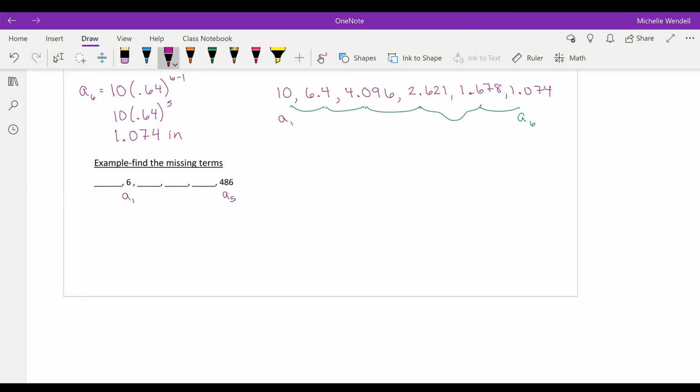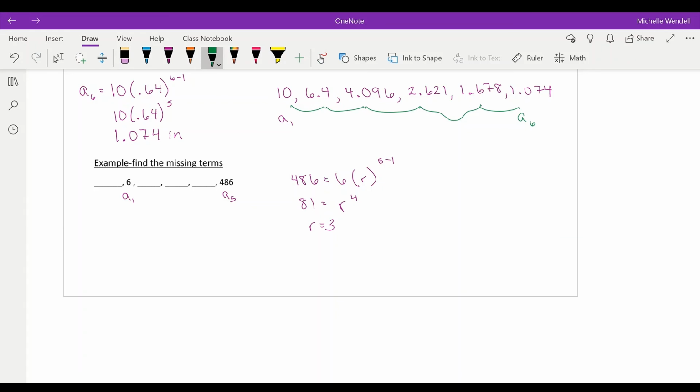If I find the ratio, then I can figure out how to get the next terms. So if I plug this into my explicit formula, I know a sub n, which is the 5th term in this case, is 486 equals your 1st term, 6, times your ratio, which is what I'm looking for, to the n minus 1 power, which is 5 minus 1. If I simplify that, to solve for r, I need to divide the 6 over first, which gives me 81, equals r to the 4th, and then I can take the 4th root of both sides, and you end up with r equaling 3. Now that I know r is 3, I can plug this back in.